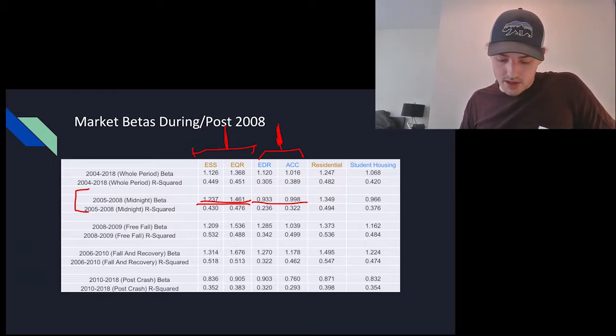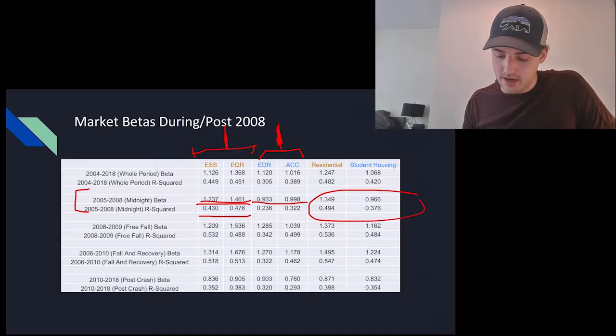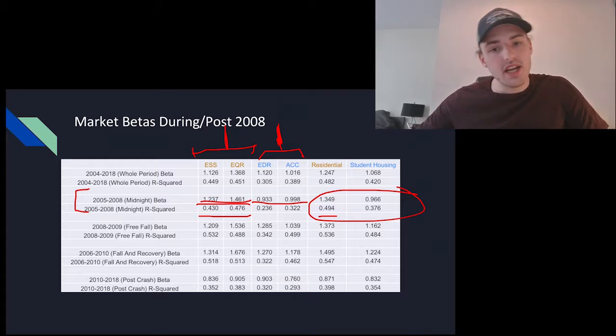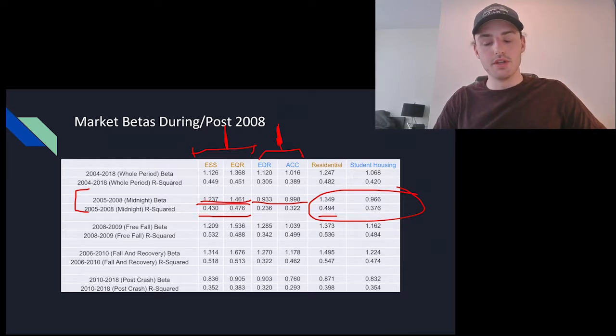And the other thing is, notice the difference in beta and R squared values as well. You can see the pretty significant R squared values there for residential housing. And here are the aggregate numbers, right? Pretty significant residential R squared value there of 0.49, potentially indicating how these two asset classes really became linked to each other in the time period that led up to 2008.